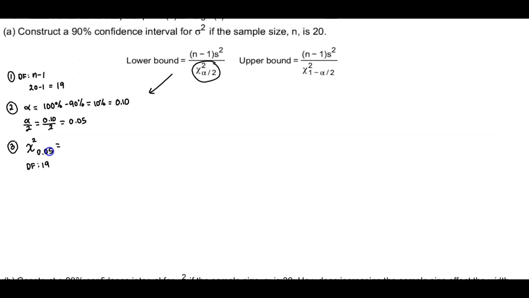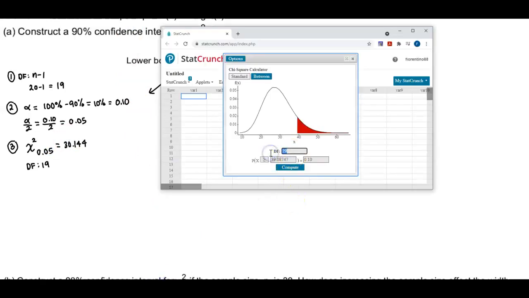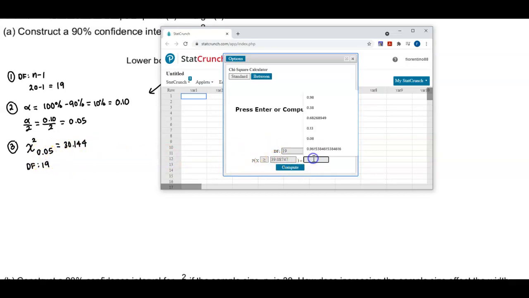So this is going to be 30.144. Let's see how we did this on StatCrunch. We know our degrees of freedom is 19, and we want the area of 0.05. That means we want the area to the right, so this is the right critical value, and we get 30.144.